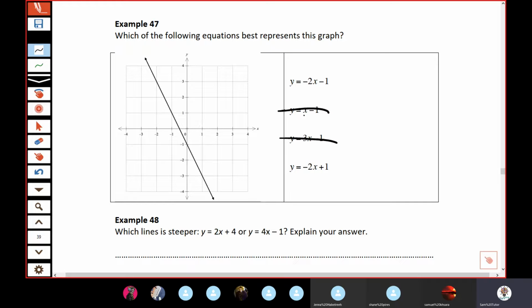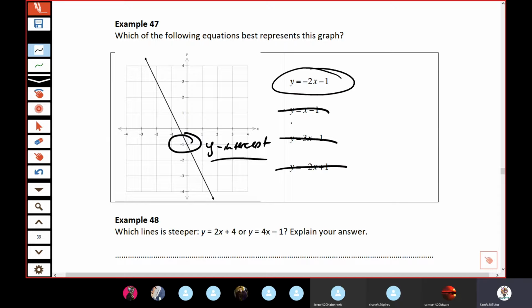They're positive gradients, not allowed. Then you've got your gradients sorted out. Now you know the y-intercept is -1, so it can't be this one either. Answer is A.